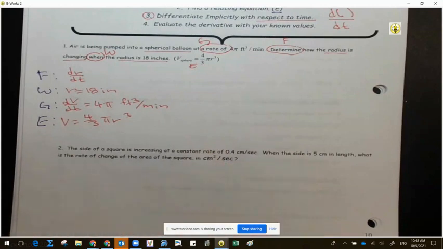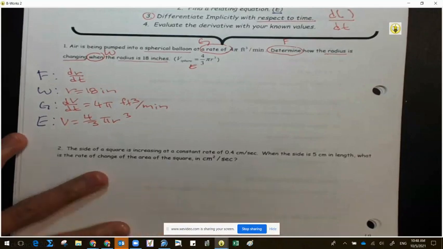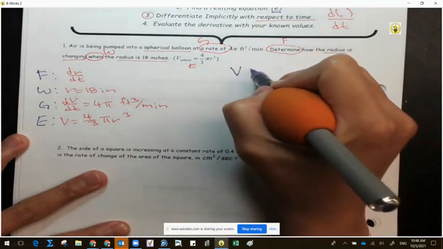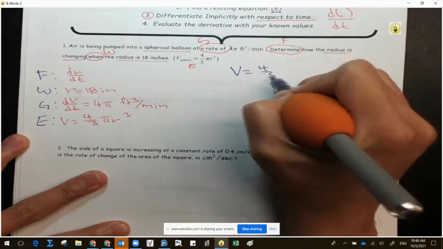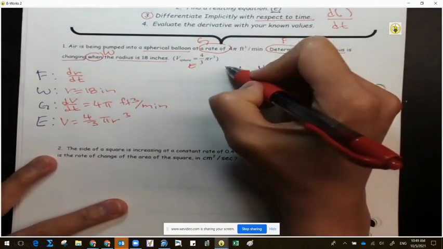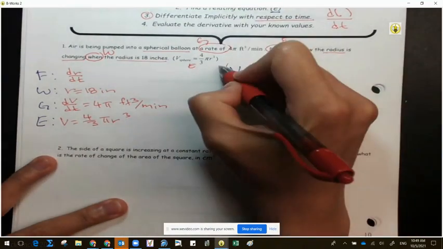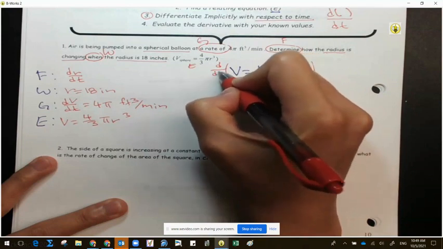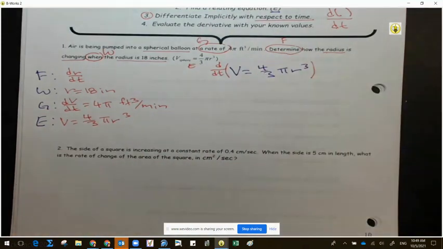So now that we have all the parts of Fuigi, we can actually solve for them. Any equation that is given is what we are going to differentiate. So let's write that off to the side. Volume is 4/3 pi r cubed. And our rule still stands: the derivative is not with respect to x as in previous problems, but with respect to t.